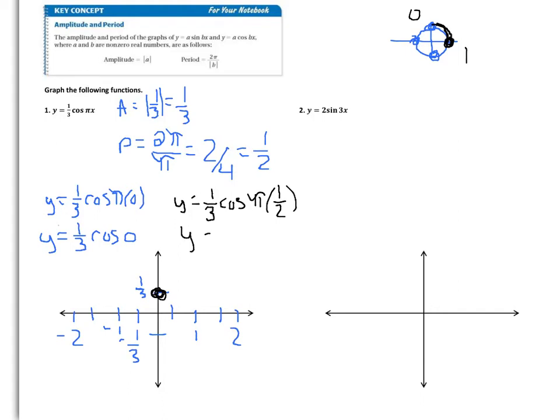You get 1/3 times the cosine of pi over 2, but cosine of pi over 2 is 0, so it's the 0. And then where does it go on the unit circle? To its minimum. You can always just keep plugging them in and calculating, and then it's going to go back to the 0, and then back to the max.